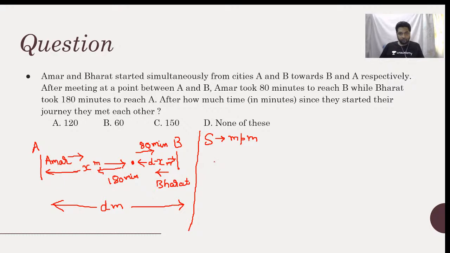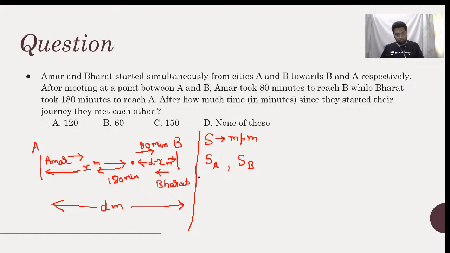Now, we can directly use the formula. I'll give you the formula at the end, but the formulas always come with constraints, so we have to be careful. Let us solve it in the traditional way so that it will be more helpful. Let me consider speed of Amar as SA and the speed of Bharat as SB.